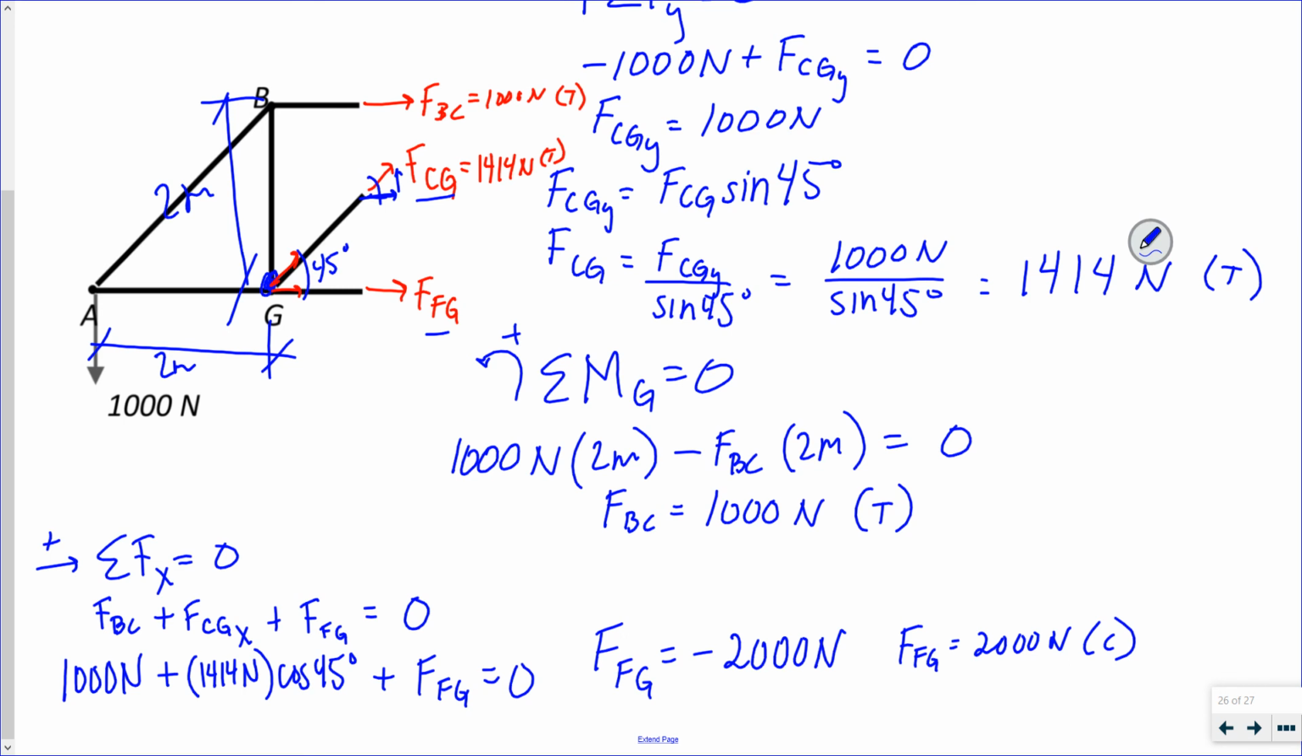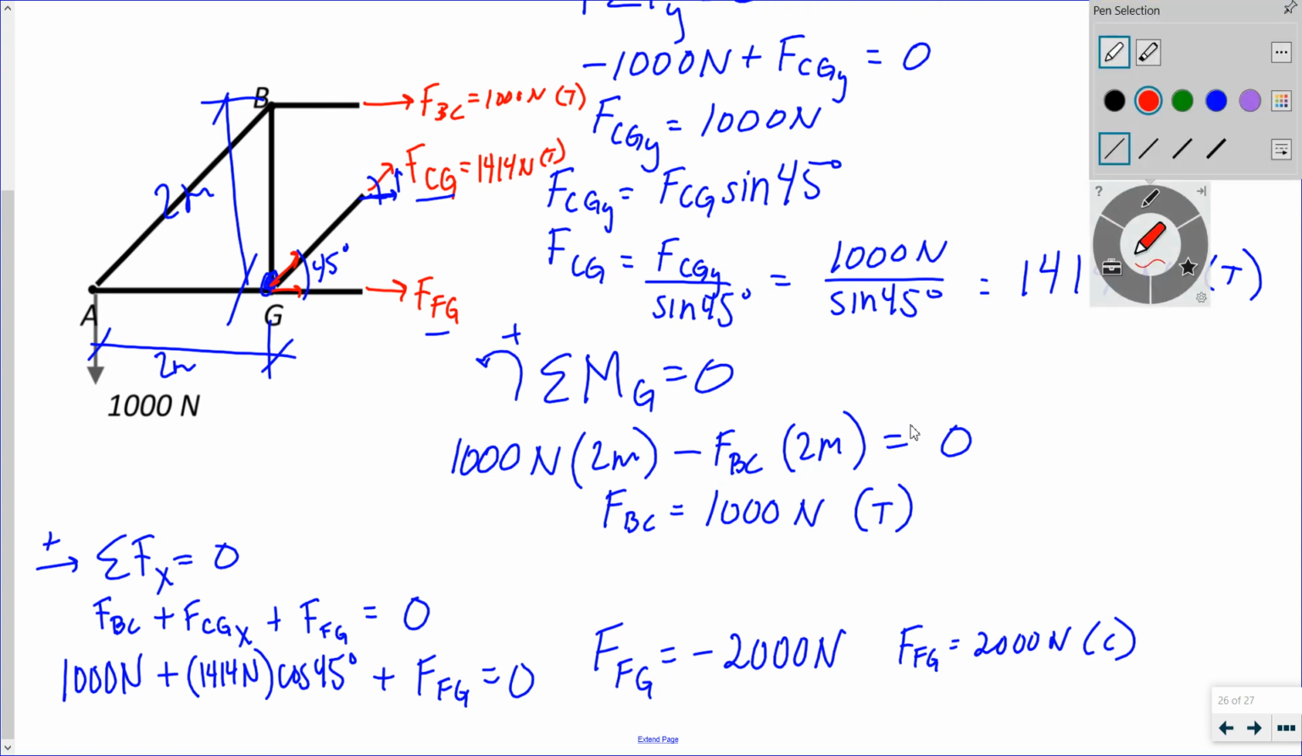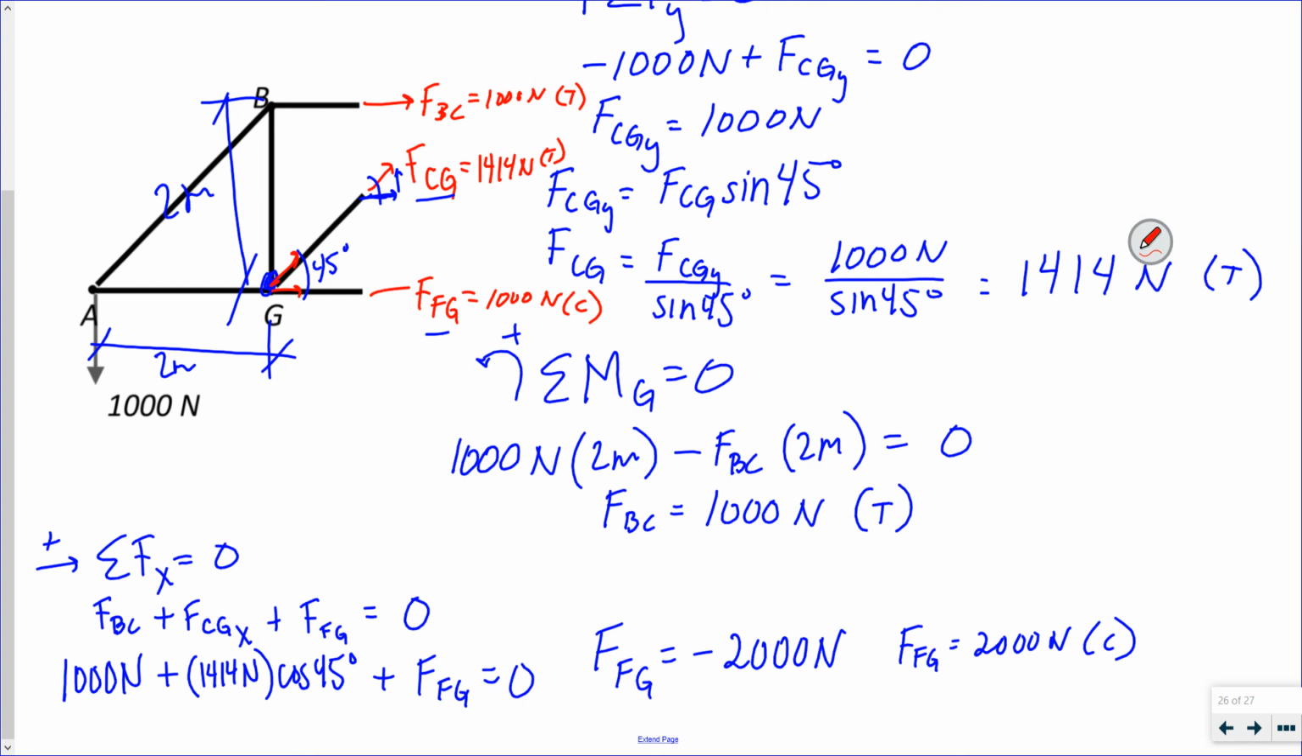If you're wondering about on an exam, if you have this telling me that way is positive, keep the negative in there. It's really just easiest to, at the end of the day, go over here and say 2,000 newtons compression. So it's really like that.